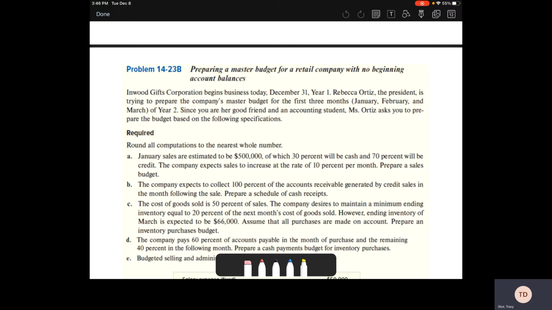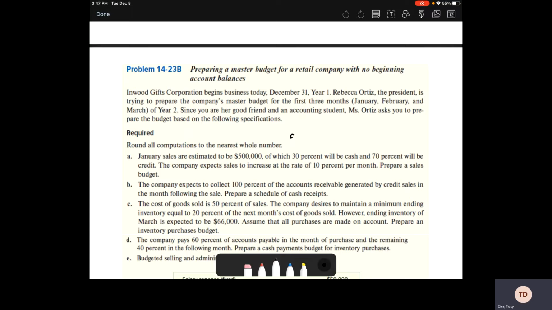Since you're her good friend and an accounting student, she's asking you to prepare the budget based on the following specifications. All right, so we're going to round all of our computations to the nearest whole number, and we are going to start with creating and preparing a sales budget. So we estimate that January sales are going to be $500,000, of which 30% are cash and 70% are credit. So the first thing we have to do is figure out how much is cash and how much is credit.